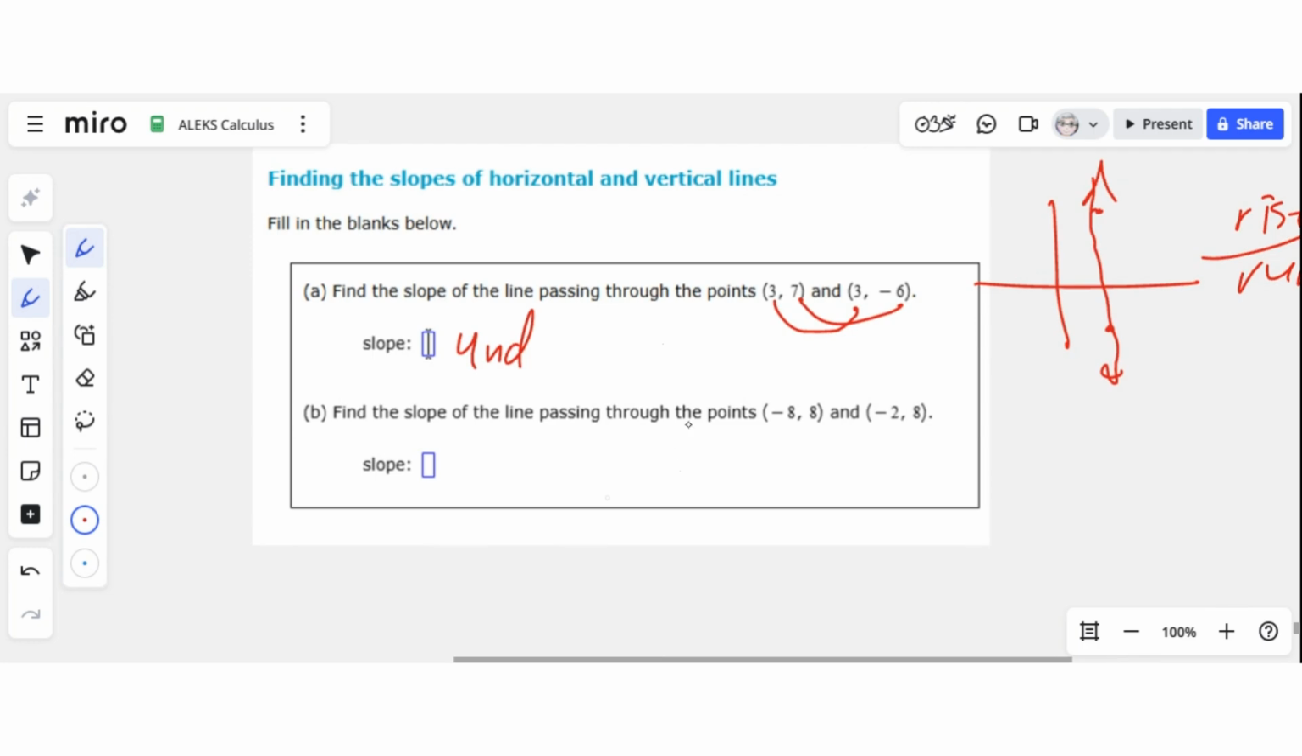Let's do one more here. We should be pretty good at these by now. Here we're seeing the y value stays the same. So if we were to sketch this out, we'd have an x at -8 and a y up at 8 and then an x at -2. So again, we're getting a horizontal line. And by now it should be pretty clear that all the horizontal lines have a slope of 0. So that's a little work with the slopes of horizontal and vertical lines.